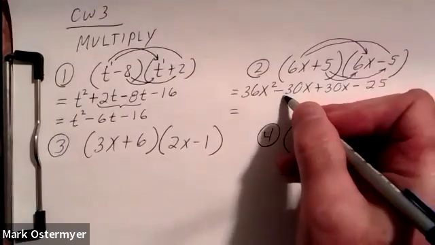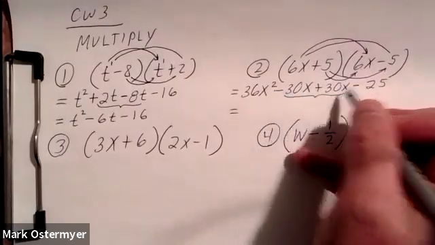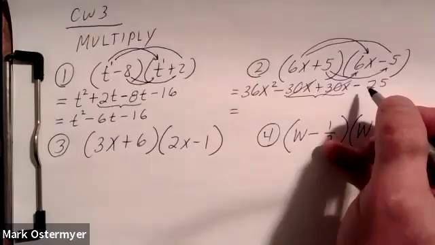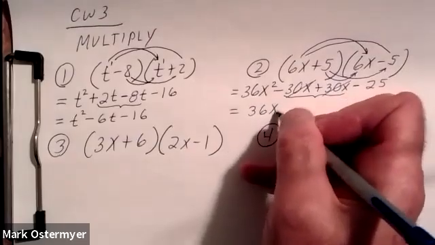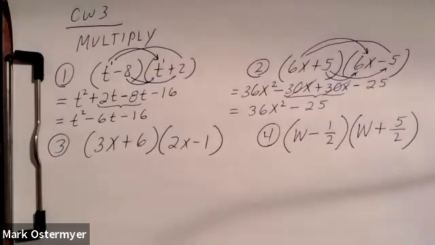Notice the middle terms combine. What happens to the middle terms? What is -30x plus 30x? They cancel out. They're gone. They add up to 0x, which means they're out of the picture. We're left with 36x squared minus 25. Did anybody get that? Yes. Right, that'd be the product of those two binomials.